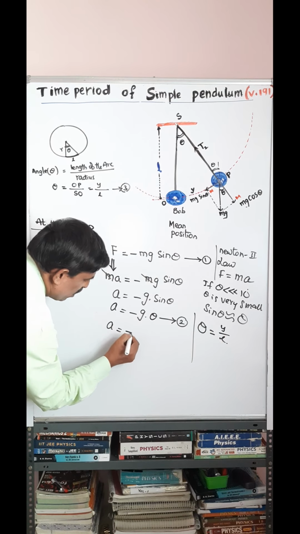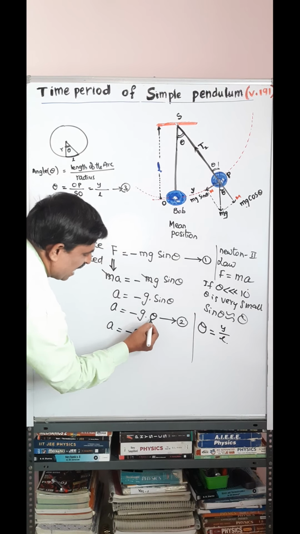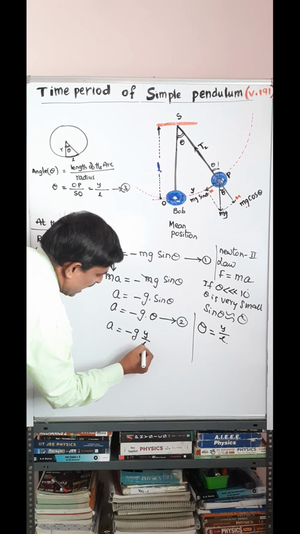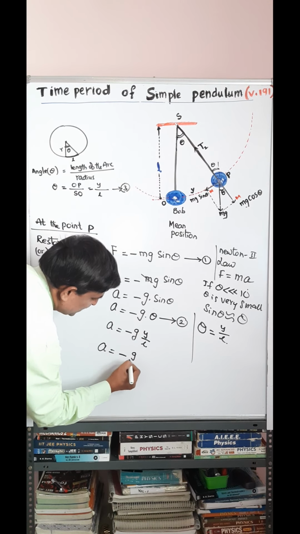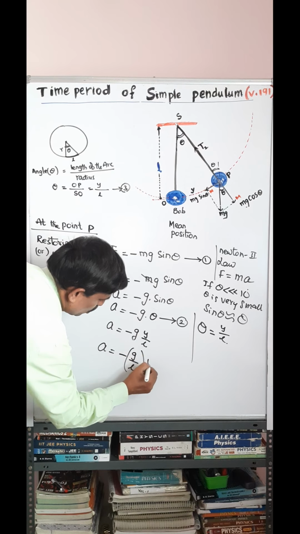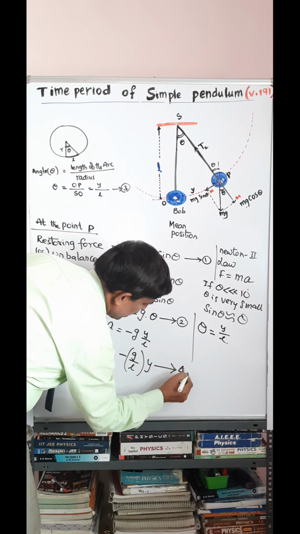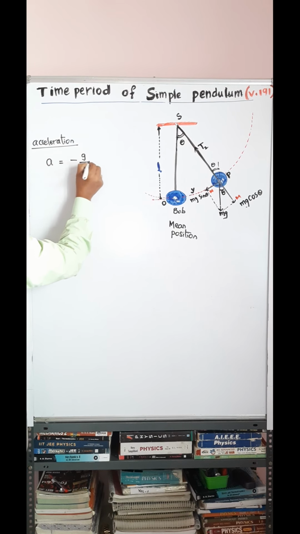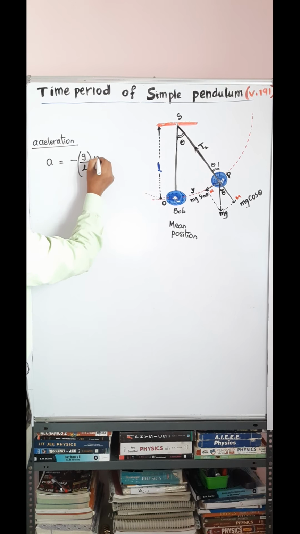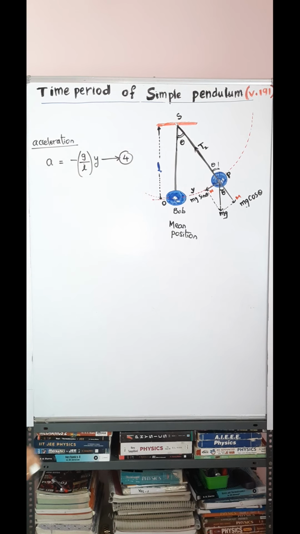Acceleration A is equal to minus g into theta. Theta means Y by L. This can be written as A is equal to minus g by L into Y. It is equation number 4. This equation I am calling equation 4.